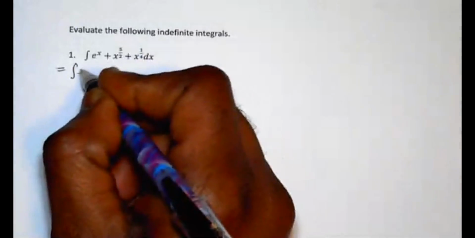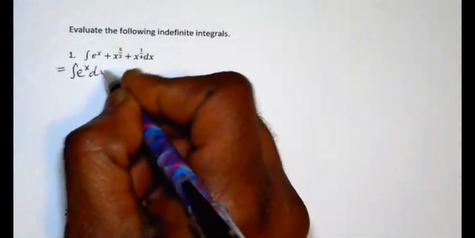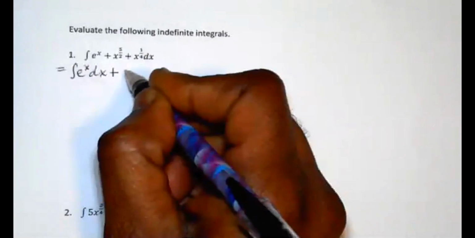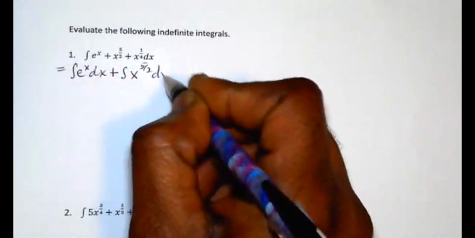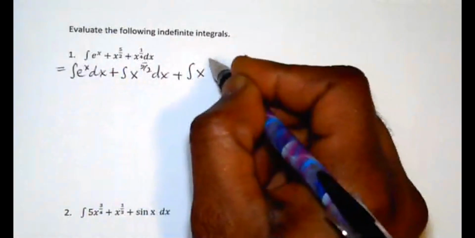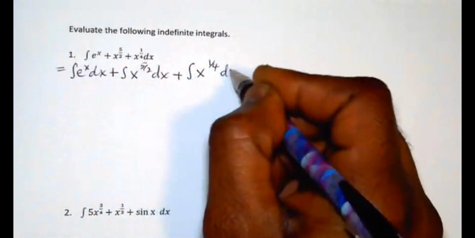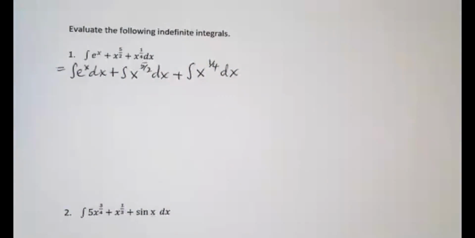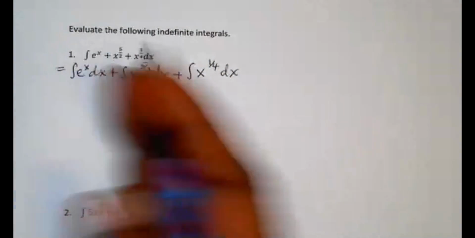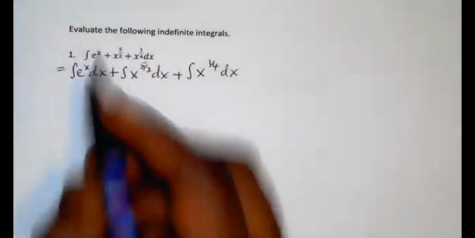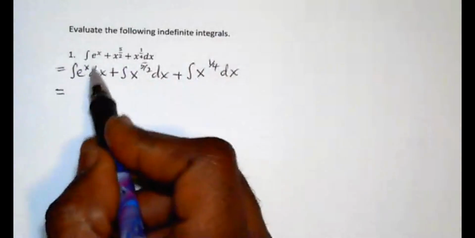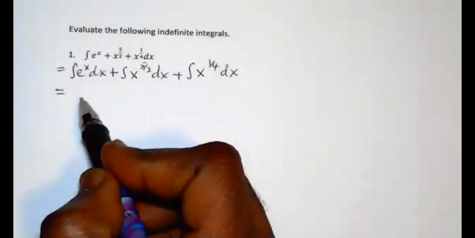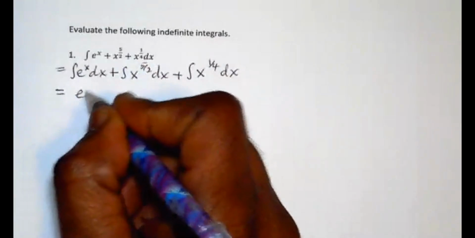So you have integral of e to the x dx plus the integral of x to the power 5 over 2 dx plus integral of x to the power 1 over 4 dx. So that is the sum rule applied. Split the terms up. Now let's take the integral of each of the terms. The integral of e to the x, as we know, is always e to the x. So let's write that down, e to the x.